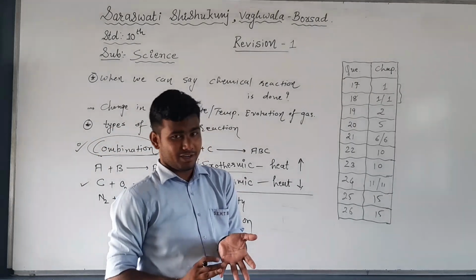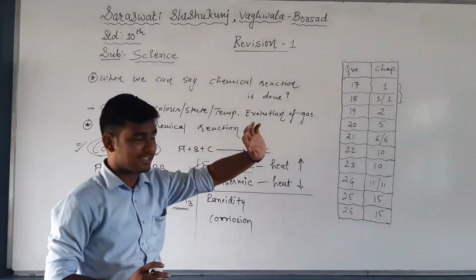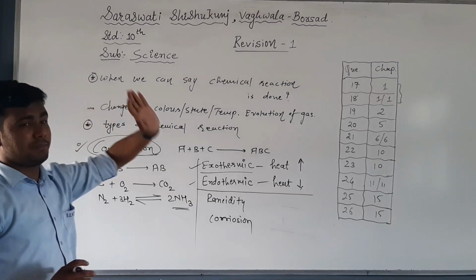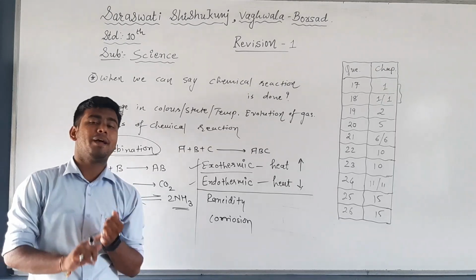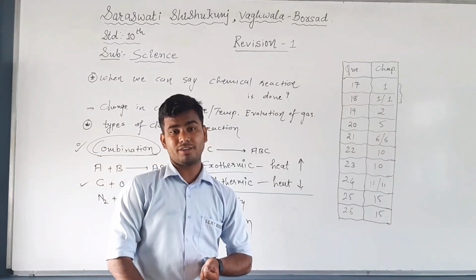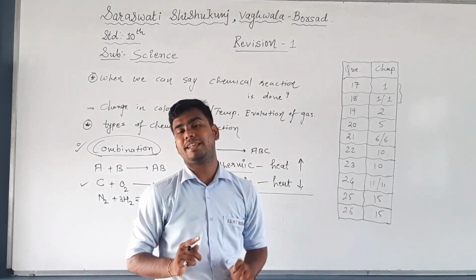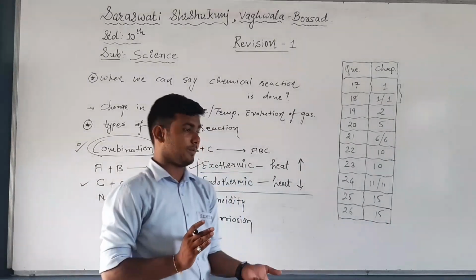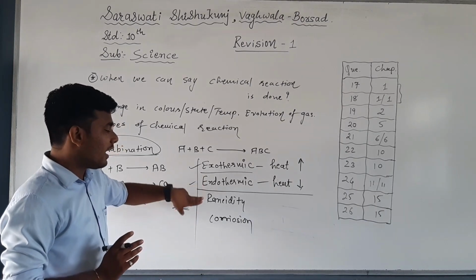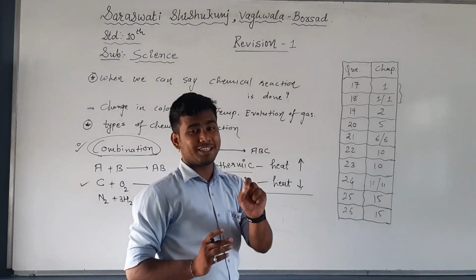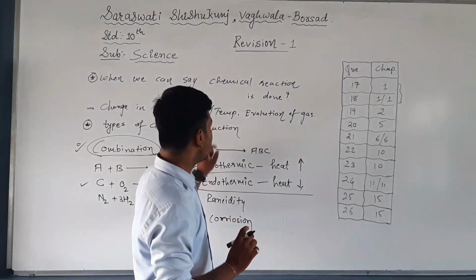Again, when can we say that a chemical reaction takes place? It can be asked to you: change in color, state, temperature and evolution of gas. Also they can ask different types of chemical reaction, meaning their definitions and then 1 or 2 examples we have to prepare. We will prepare it for combination reaction, decomposition reaction, displacement reaction, and double displacement. Instead of double displacement, they can also ask you what is called a precipitation reaction. Then we can move on to the definitions of exothermic reaction and endothermic reaction. After that, we can also have the concept of rancidity and corrosion. So these are the important topics which can be asked to you from chapter number 1.